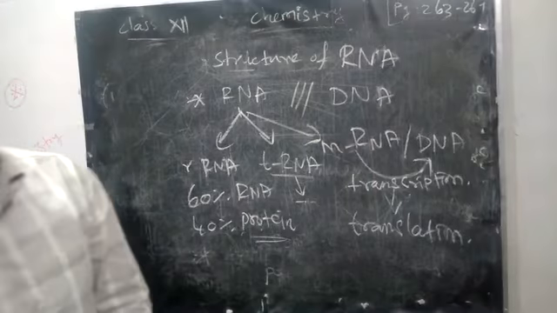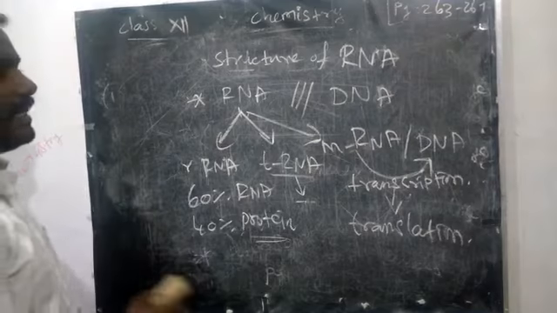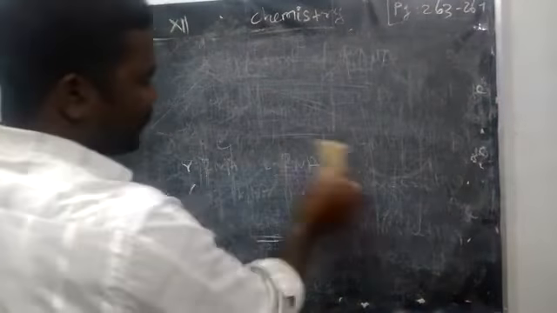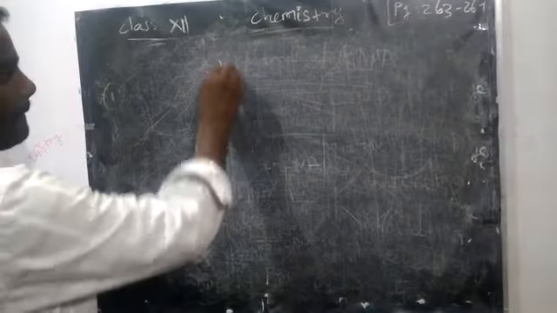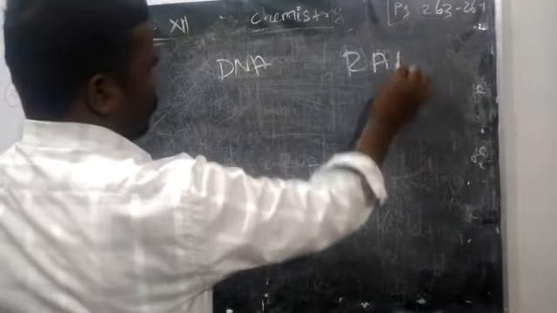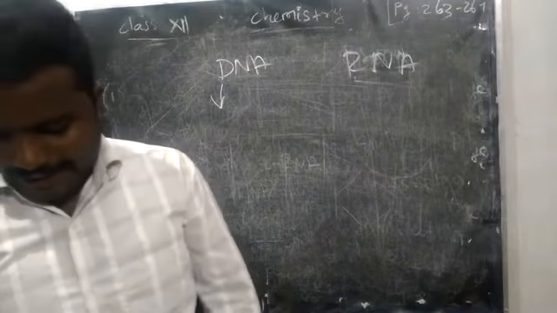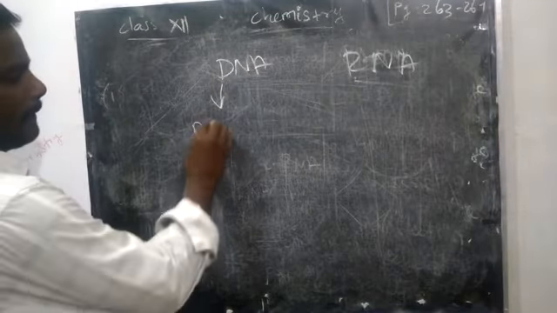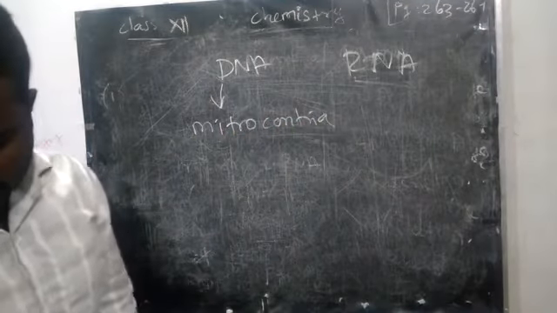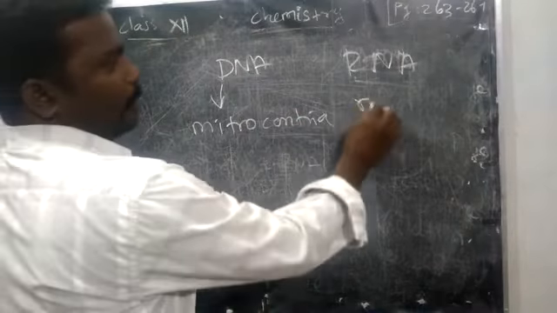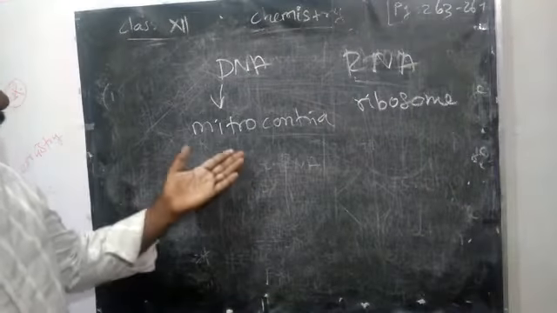Okay, so we have finished the structure of RNA. Now the difference between DNA and RNA. See, what are the differences between DNA and RNA? Very easy. First, the DNA is present in the nucleus and mitochondria, but RNA is present in the cytoplasm and ribosome.